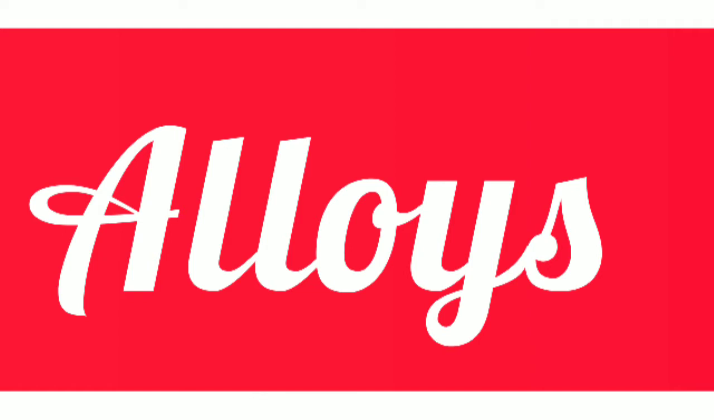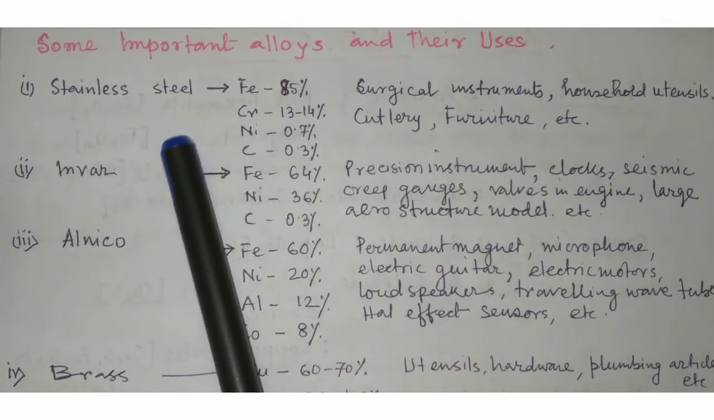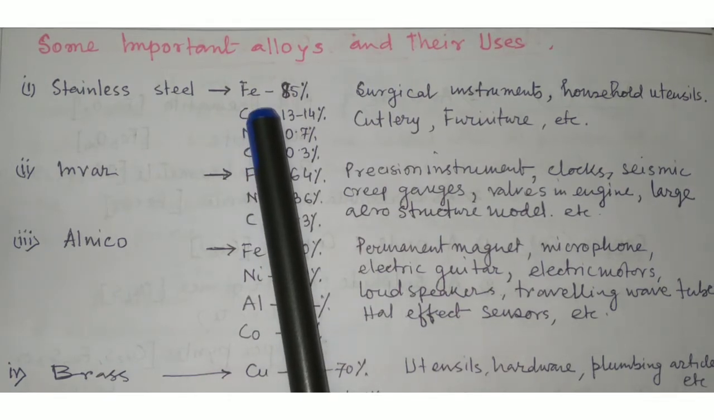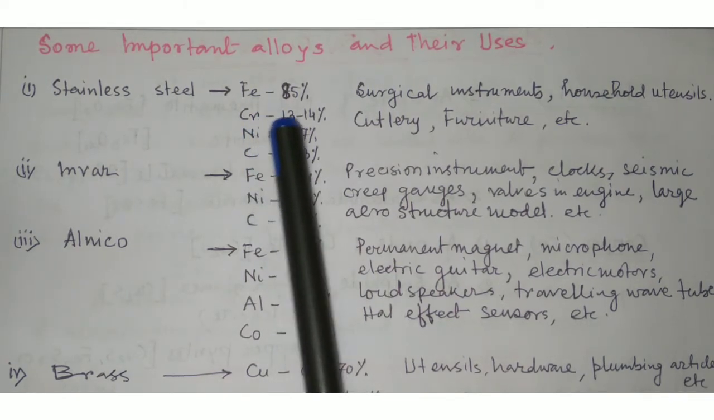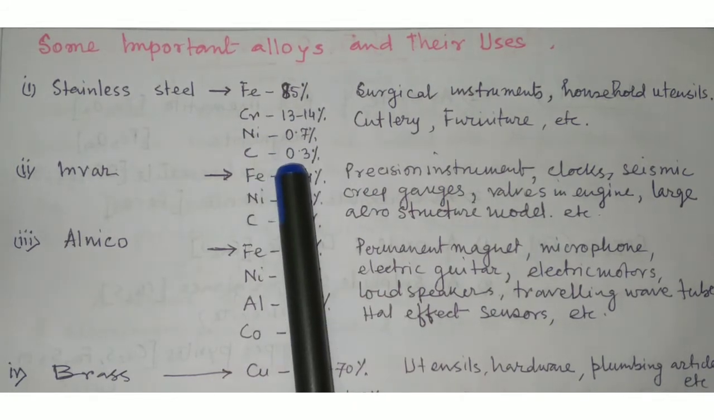Alloys: a homogeneous or heterogeneous mixture of two or more metals, or a metal and a non-metal, having different characteristic properties than the constituent elements, is called an alloy. Now, some important alloys and their uses. The first one is stainless steel. The composition of stainless steel is iron 85%, chromium 13 to 14%, nickel 0.7%, and carbon 0.3%.